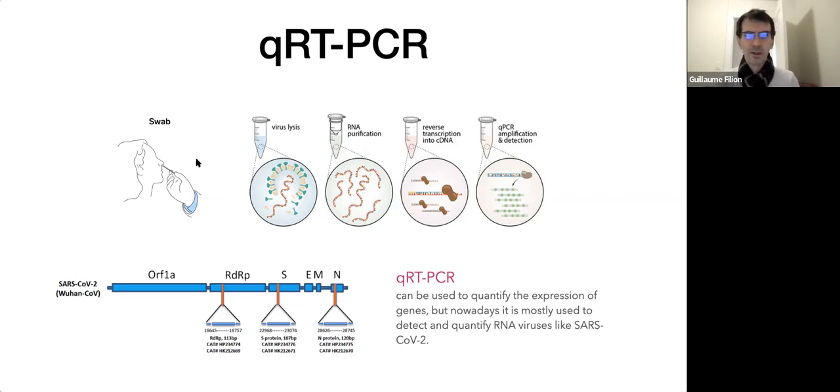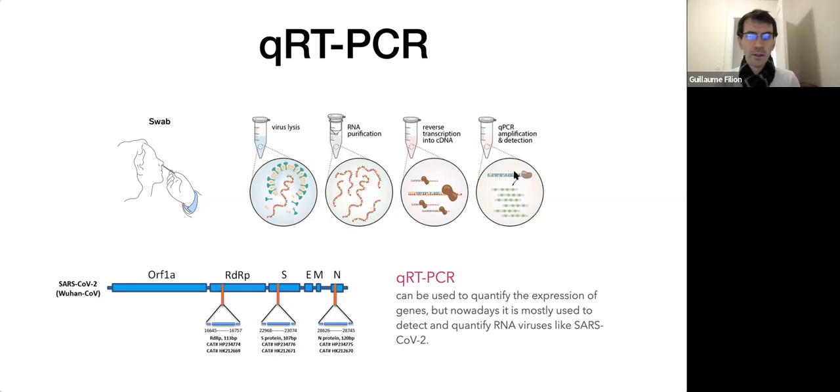Anyway, the way it works is that you collect the material here, and you put this in a lysis buffer that will neutralize the virus and release the RNA of the virus. Of course, here I'm talking about an RNA virus because we know which virus I'm talking about. You purify the RNA. You do the reverse transcription using either a poly-T primer or specific primers in the sequence of the virus that you want to target.